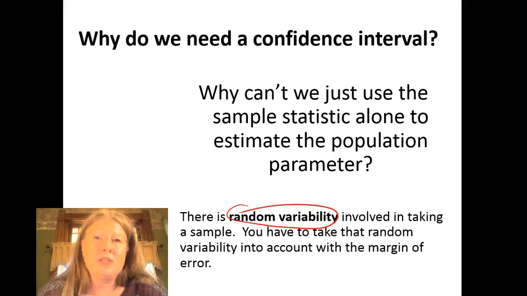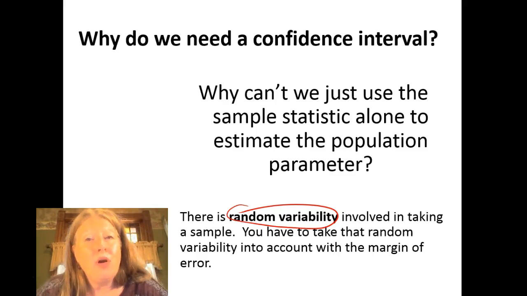And so we have to take that into account when we're trying to estimate what's going on in the population. If each sample is a little bit different, how exactly do we know what's going on in the population? That's where we have to take our sample statistic. We have to consider the margin of error, which helps us to measure that variability that we'd expect to see from sample to sample. And together we use those two things to help us construct an interval that we hope will include that true population parameter.